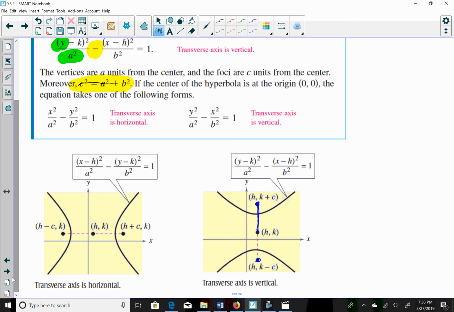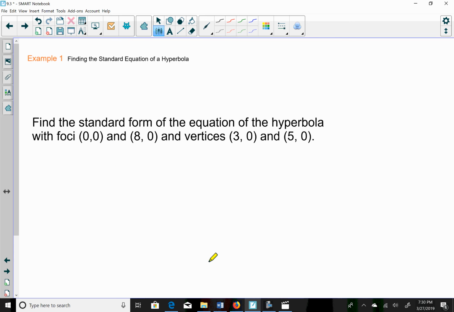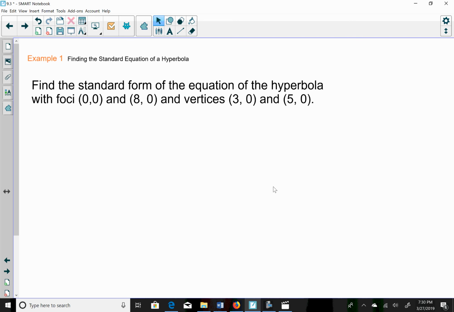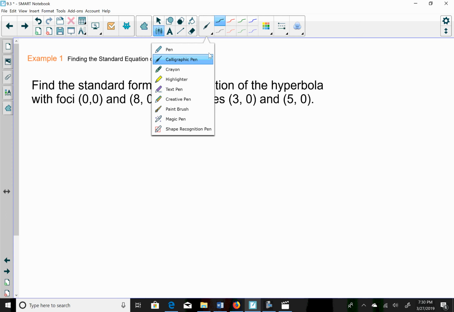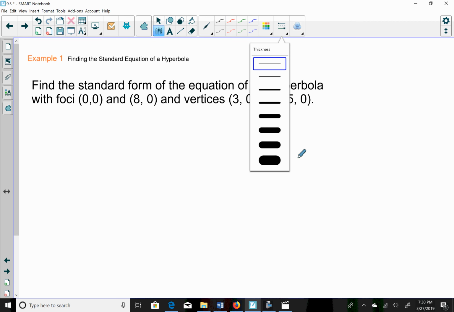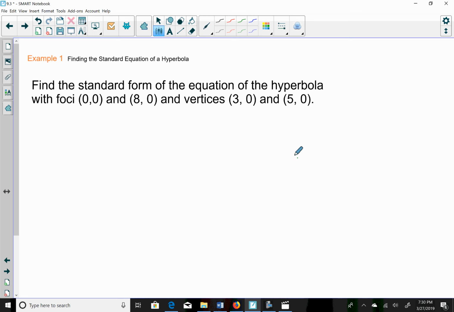So let's talk about how we find an equation. The first problem says: find the standard form of an equation of the hyperbola with foci at (0, 0) and (8, 0), and the vertices at (3, 0) and (5, 0). So the first thing I'm going to do is a quick sketch to see what is going on.